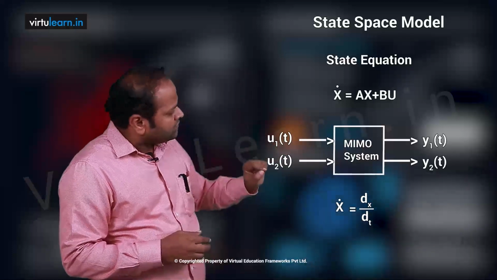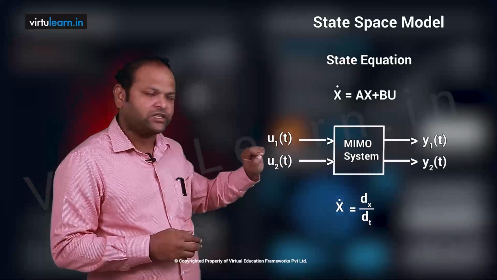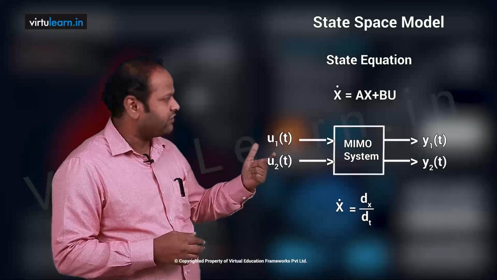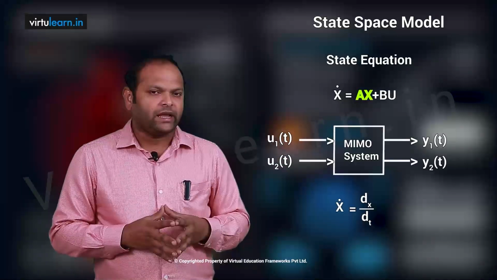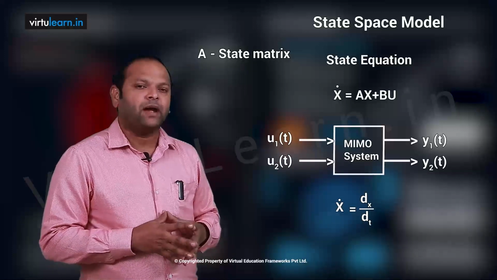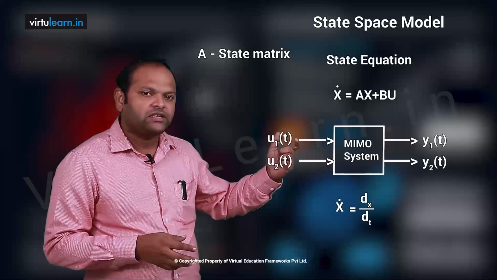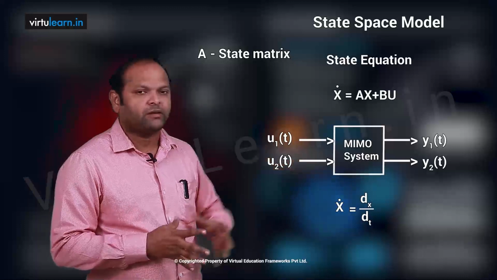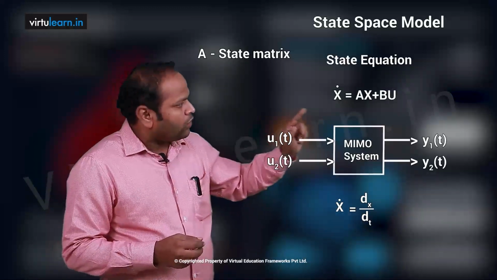So this is x dot, the first derivative of the state vector. What is A? A is the system matrix or the state matrix. The system matrix is very important in the state model. And what is X?